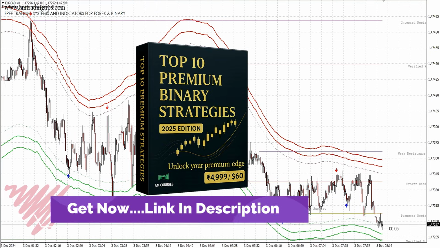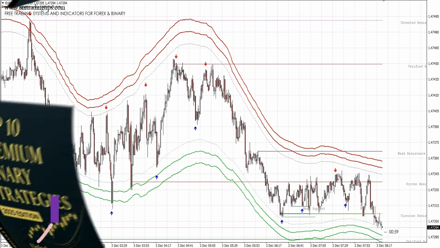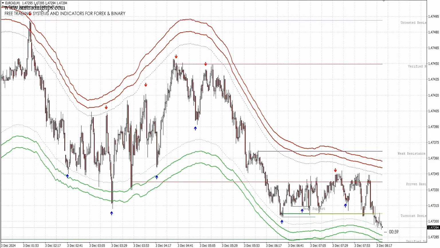In today's video, I'm going to show you a pocket option binary trading MT4 indicator and explain how to trade using its signals step by step in a very simple way.